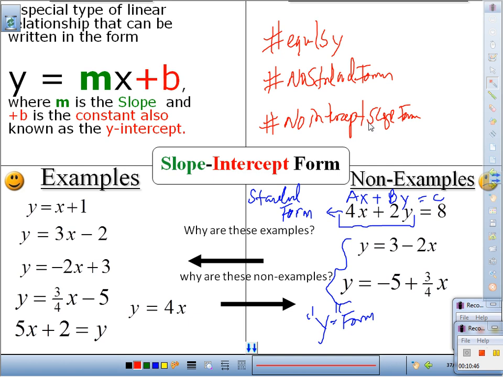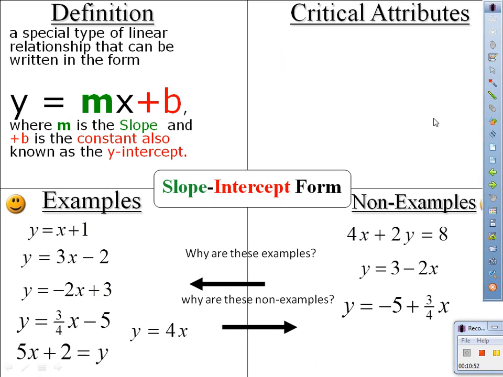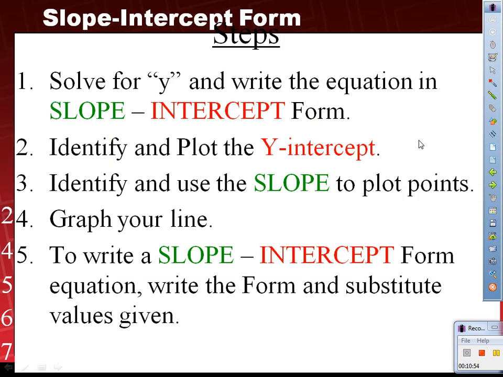Got it. All right. Steps. Write these down. It's only 5 steps. Step number 1, we're still going to solve for y, if you notice. But we're going to write in what? Slope-intercept form. Step 2, we're going to identify the y-intercept. Do we know how to do that? Yes. And then we're going to plot it, and I'll show you how to do that. Step 3, identify the slope. Do we know how to identify the slope now? Yes. And then we're going to use that to plot points, and then graph our line for step 4.